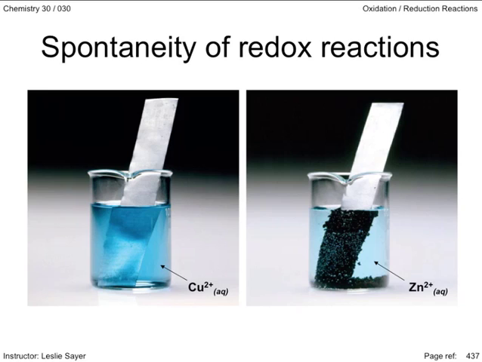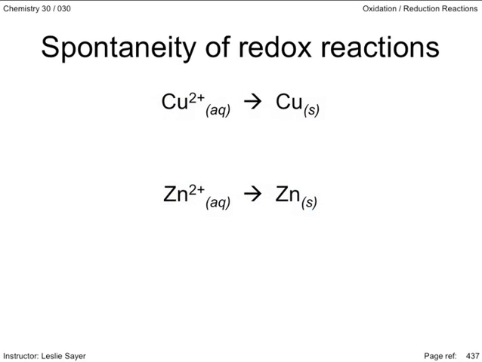It seems then that copper ions cannot reduce zinc. That is, the zinc metal is a stronger reducing agent than the copper atoms. Or, put another way, the copper ions are a stronger oxidizing agent than the zinc ions.